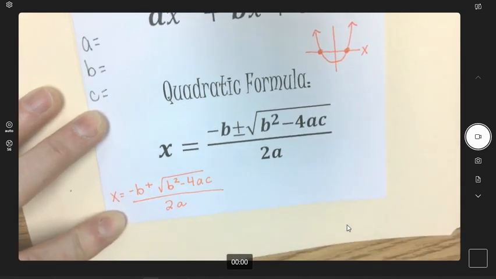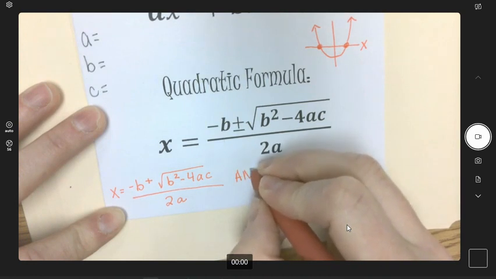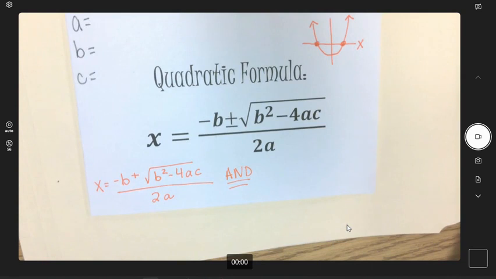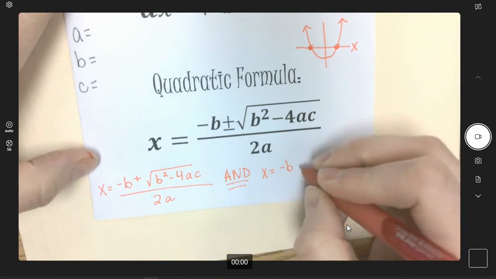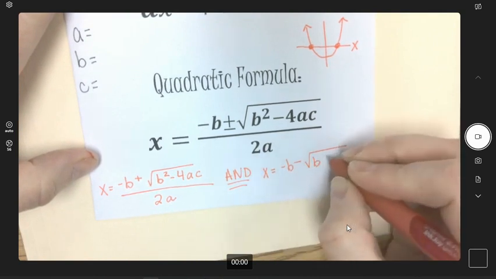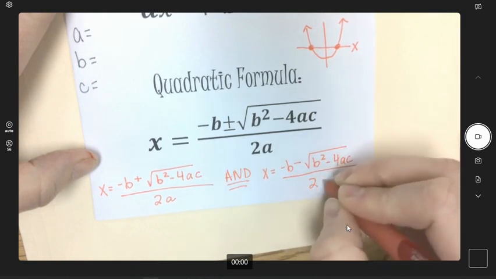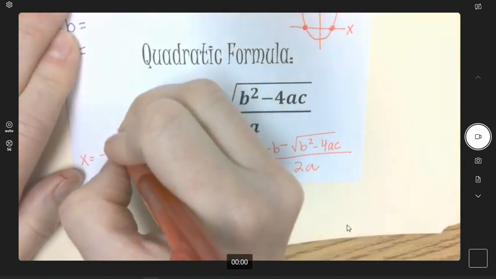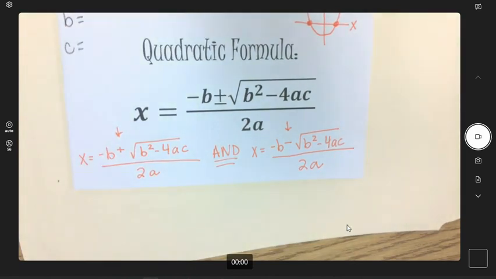And we're going to do the same exact thing, but with a minus instead of a plus right here. So I'm going to write the word and, underline it twice because we're going to have two solutions. X equals negative b minus square root b squared minus 4ac over 2a. So it's the exact same thing. The only difference is you have a plus here and a minus here. Those are the only differences.